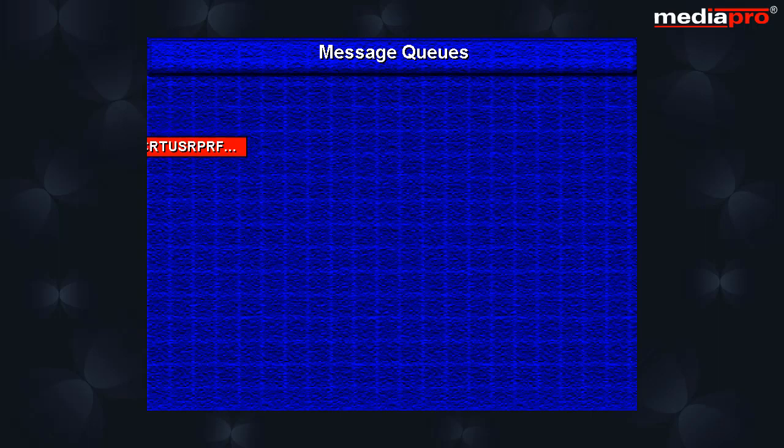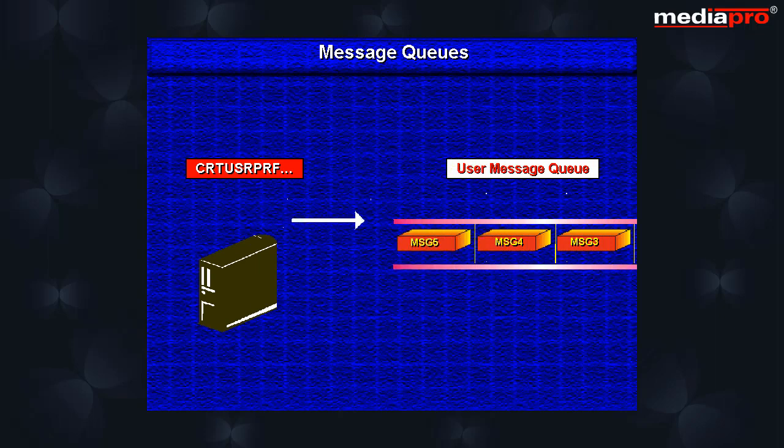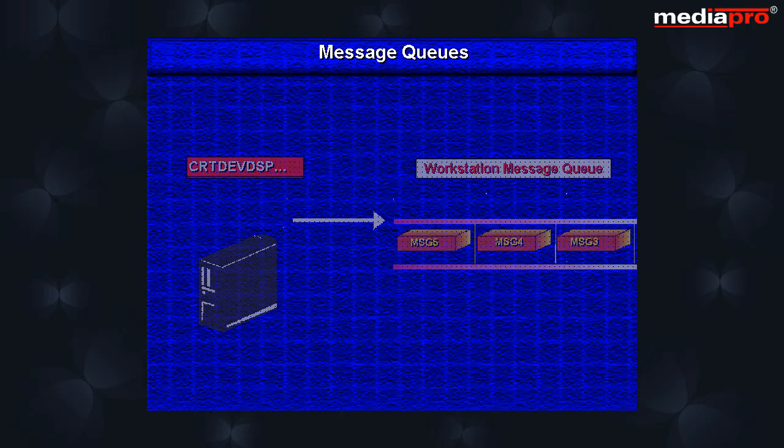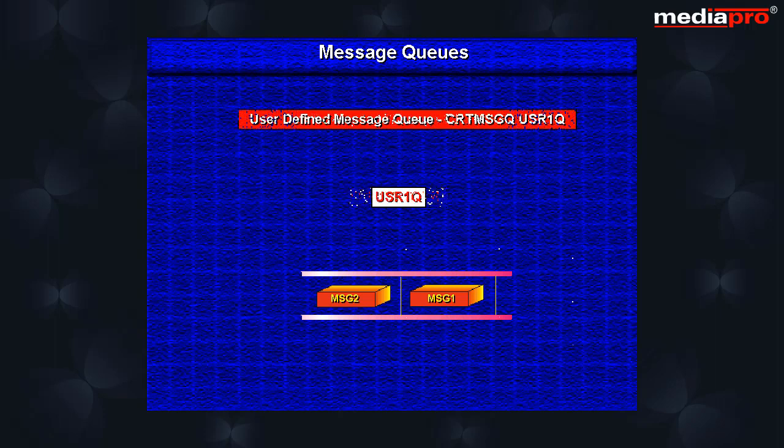Whenever a user profile is created on the AS400, a message queue with the same name is also created automatically. Similarly, whenever a device description for a workstation is created, either through a command or automatically by the system, a workstation message queue is automatically created with the same name. IBM supplies some message queues such as the System Operator Message Queue, QSysOPR. Apart from this, we can also create user message queues.